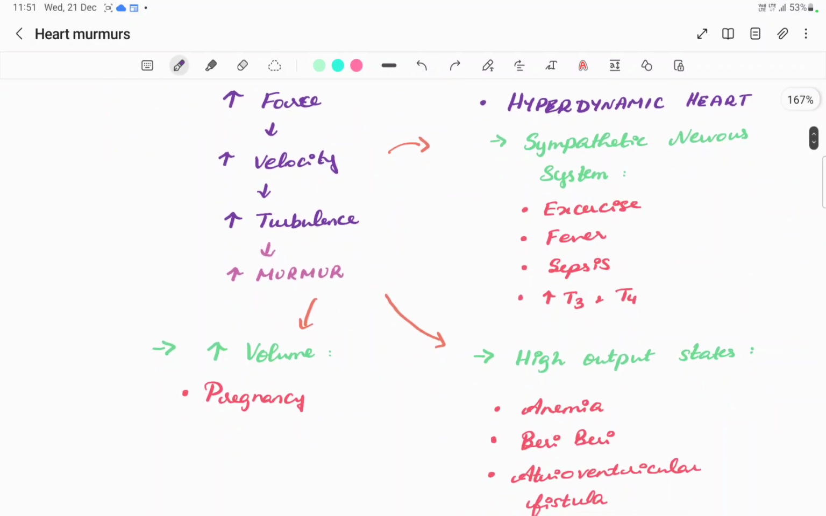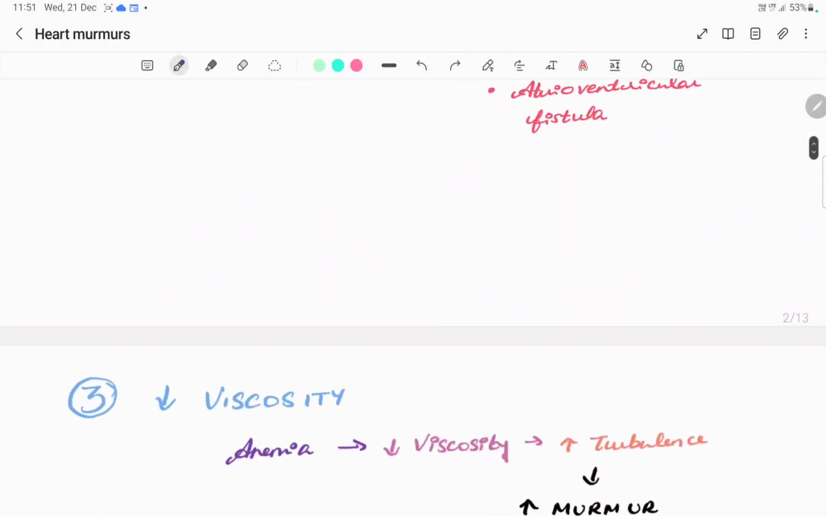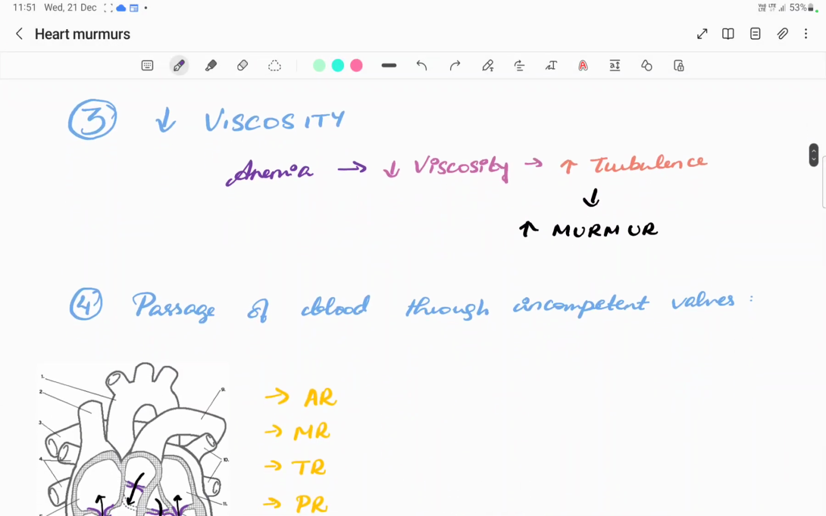So what are the conditions that are going to cause an increase in the contractile strength? That will be the hyperdynamic heart. So what are the causes of a hyperdynamic heart? We divide it into three. One is the sympathetic nervous system. So basically exercise, fever, sepsis, and an increase in the thyroid hormones are going to cause it. Second, an increase in volume, for example in pregnancy. And then high output states like anemia, beriberi, which is basically vitamin B1 deficiency, and then arteriovenous fistula. These are all going to cause an increase in contractility, thereby causing an increased intensity of the murmur.